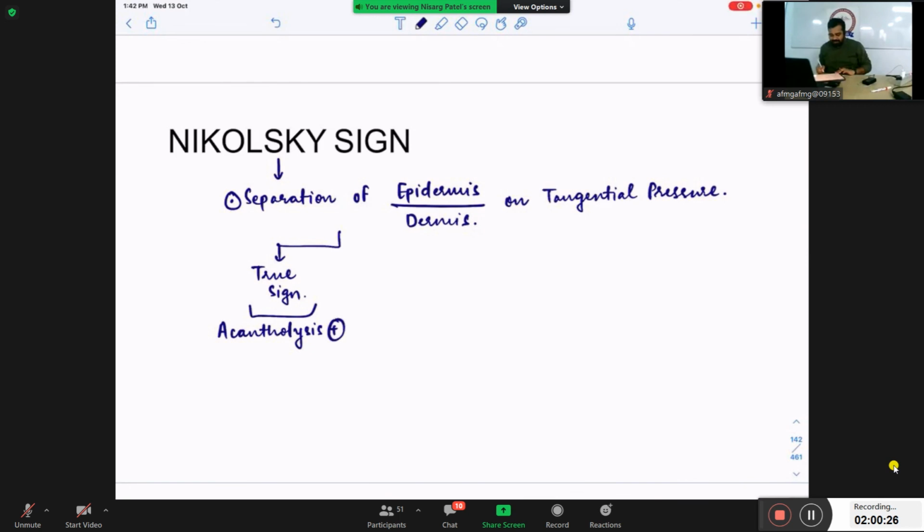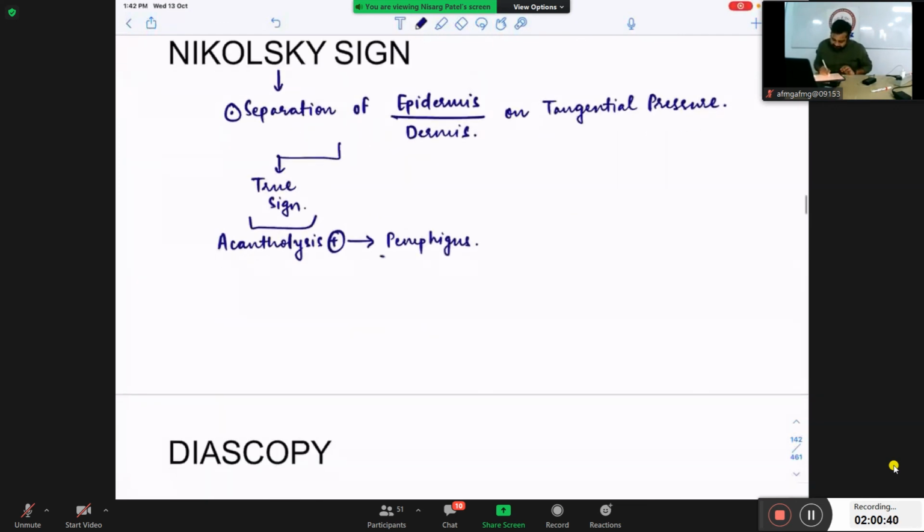When I have acantholysis present, it is considered a true sign. So in which two important diseases will you see acantholysis? The first is pemphigus. In pemphigus, I have anti-desmoglein antibody, right? Anti-desmoglein antibody.